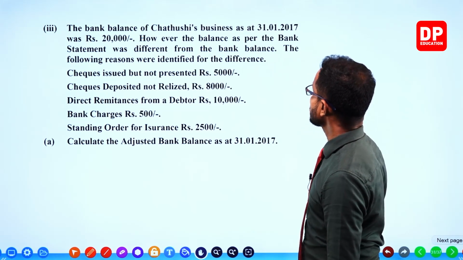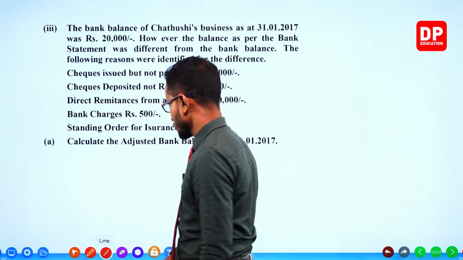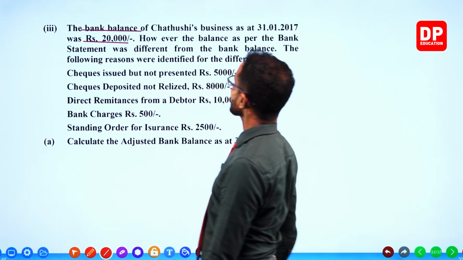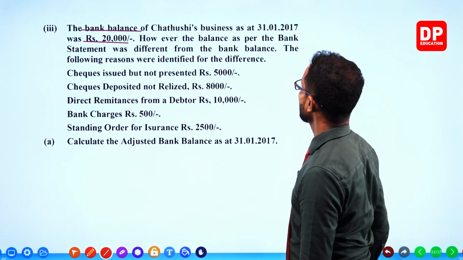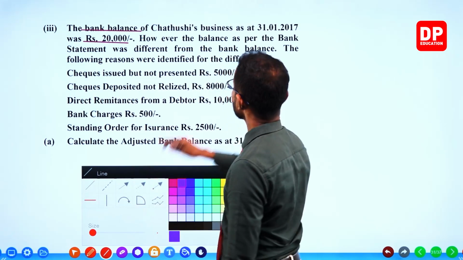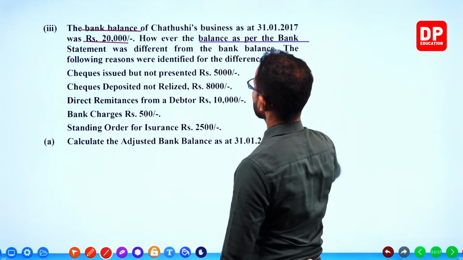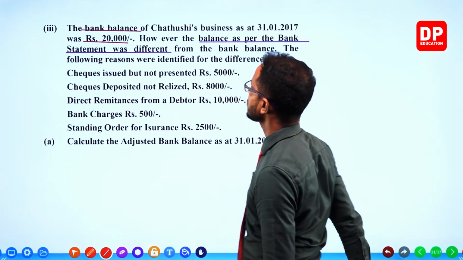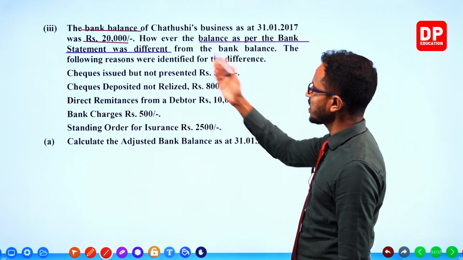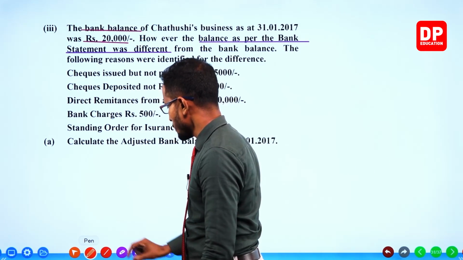Bank balance of Chatushi's business, 20,000. Okay, bank balance how much? 20,000. The balance as per bank statement is different. Reasons identified and given. Let's mark them.